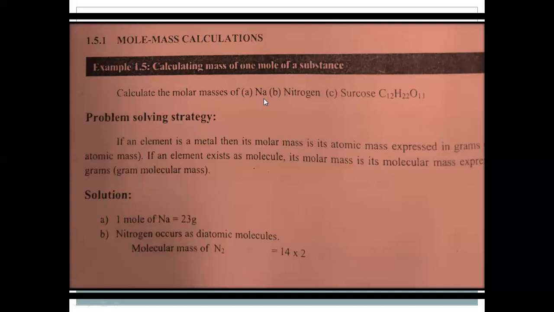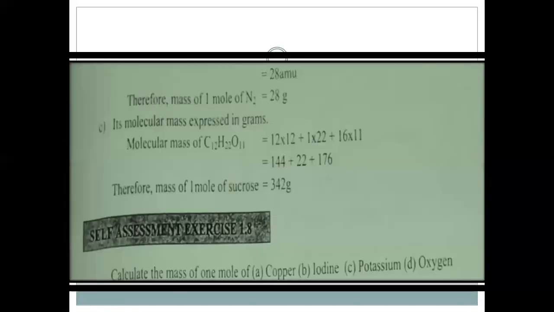So for 1 mole of all the substances, we will find their masses from the periodic table. The first one is 1 mole of sodium. We find the atomic mass of sodium, which is 23 grams. So 23 grams is the mass of 1 mole of sodium. Nitrogen occurs as a diatomic molecule, in N2 form. So we will multiply the atomic mass of nitrogen, 14, by 2. It will give us the answer 28 amu, and as we have to find the molar mass, we will use 28 grams.